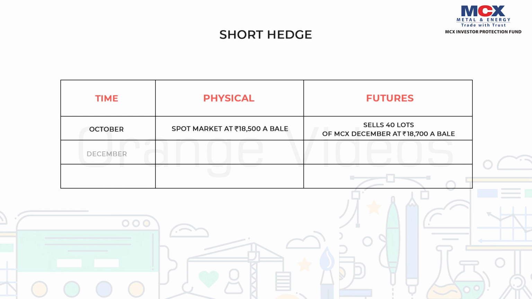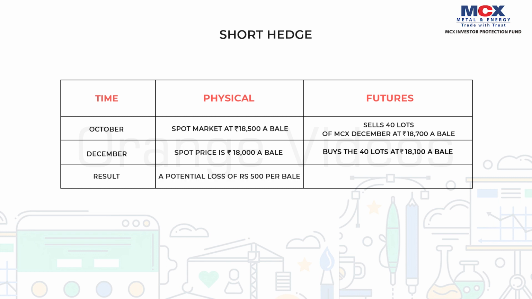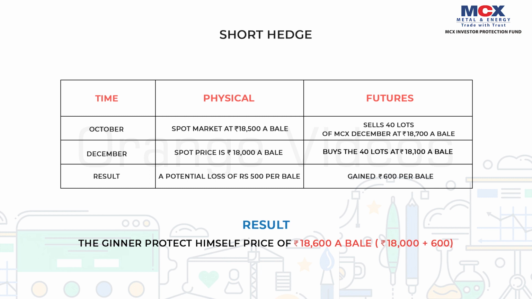The ginner sells his stock in the physical market at Rs 18,000 a bale and takes an opposite position in the futures market by buying 40 lots of MCX December contract at Rs 18,100 a bale. Result: thus, the ginner protects himself from falling prices in the spot market, a loss of 500, by making a profit of Rs 600 in the futures contract. Hedging is not about making a profit or a loss. It is about mitigating price risk.